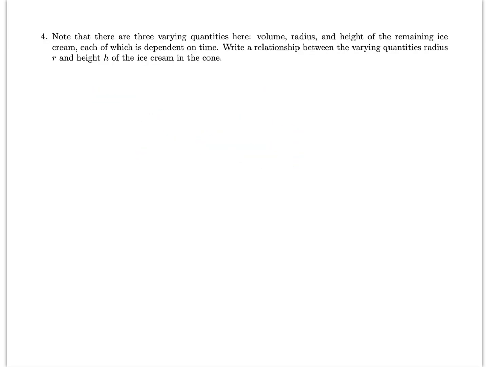Note that there are three varying quantities here: the volume of ice cream in the cone, the radius, and the height of the remaining ice cream, each of which is dependent on time. I want to write a relationship between the varying quantities, radius and height of the ice cream in the cone. And I'm going to use similar triangles to do it. So I'm going to redraw my similar triangles picture.